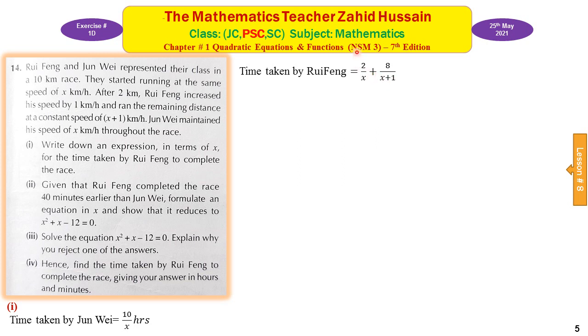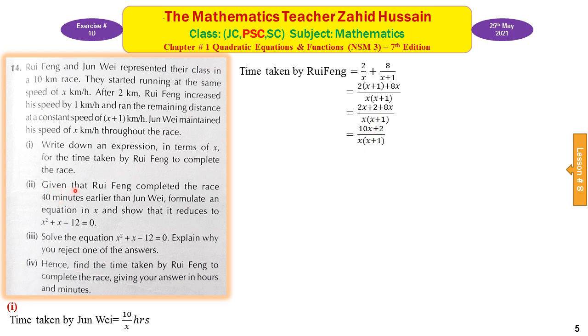So total time taken by Rui Feng to cover 10 kilometer is 2 over x plus 8 over x plus 1. You can simplify this by taking the LCM of two fractions, and this is 10x plus 2 over x into x plus 1 hours. This time is in hours, and this time is also in hours.